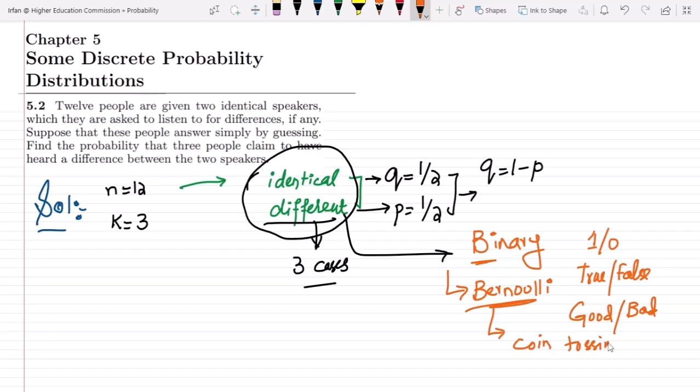Okay, in which we can either have heads or tails. So this is a single Bernoulli trial, single Bernoulli trial, single Bernoulli trial, and single Bernoulli trial. Here we can see that we have three cases in which we have to see that there is a difference between the speakers. So we have here three Bernoulli trials.